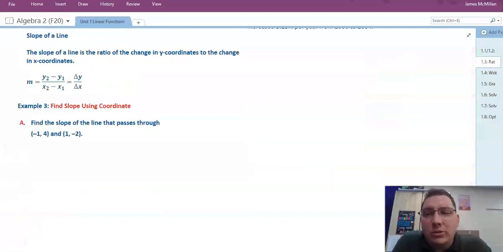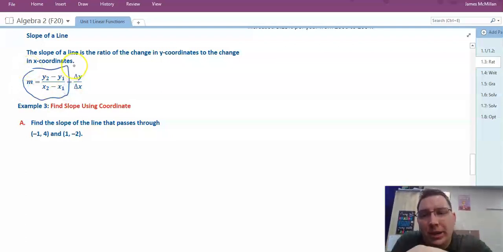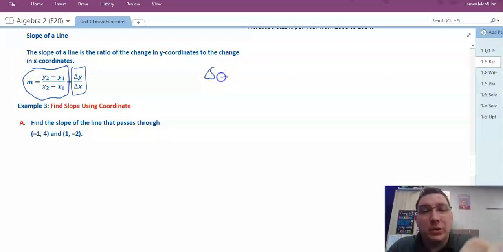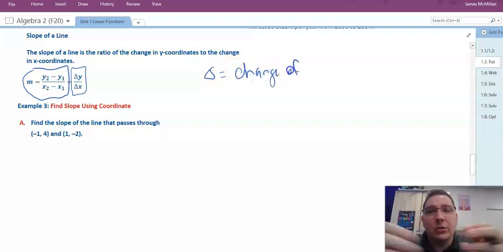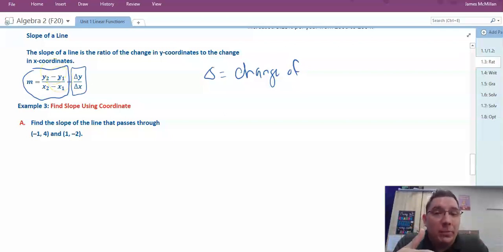So remember, the slope of a line is the ratio of the change in the y-coordinates to the change in the x-coordinates. And so this is the formula that we've been working with all along. But I want you to pay attention to this notation here, these little triangles with y's and x's. What that triangle actually means, the triangle is the Greek letter delta, and it means the change of. And so when we read this, the slope is the change of y over the change of x. And it means the same thing as our original formula, y sub 2 minus y sub 1. It's the difference of the y's, right? And so difference or change of is that delta symbol.